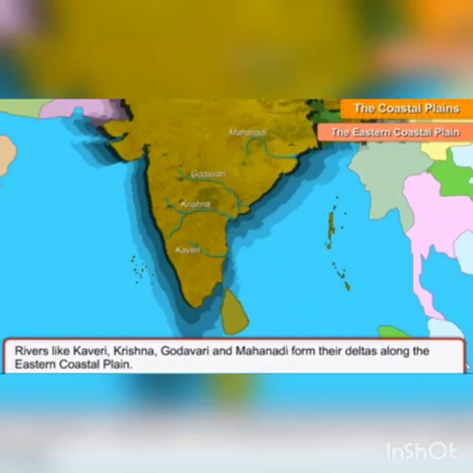Large rivers such as Mahanadi, the Godavari, Krishna and Kaveri form deltas on this coast. And Lake Chilika is an important feature along the eastern coast. The Chilika Lake is the largest saltwater lake in India. It lies in the state of Orissa to the south of Mahanadi Delta.